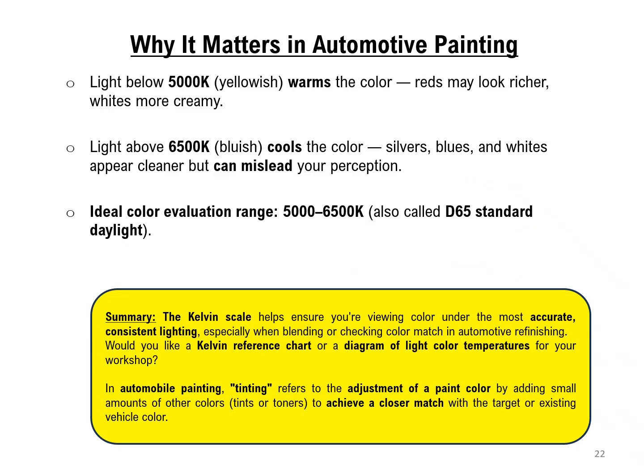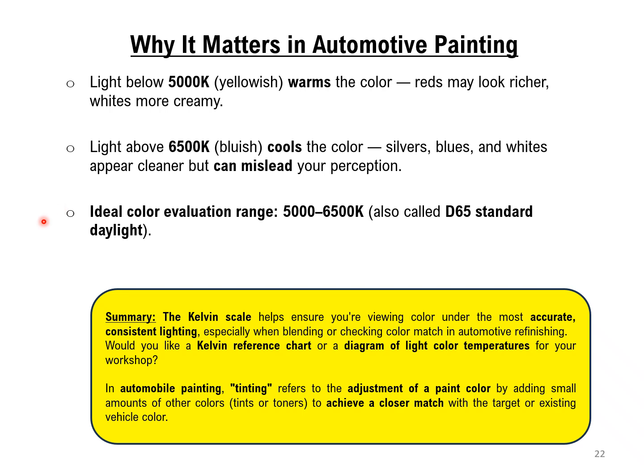Why it matters in automotive painting. Light below 5000 Kelvin warms the color. Reds may look richer, whites more creamy. Light above 6500 cools the color. Silvers, blues, and whites appear cleaner but can mislead your perception.